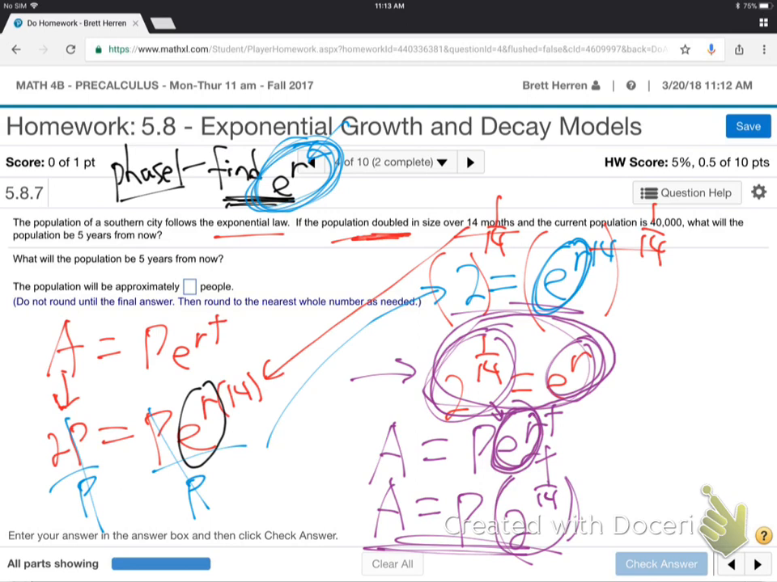Oh, I forgot about current population is 40,000. What do I do with that? Where does that go? That's the P. That's the original population. That's the now population. That's like the original investment. Here, let me get a fresh screen on this thing.